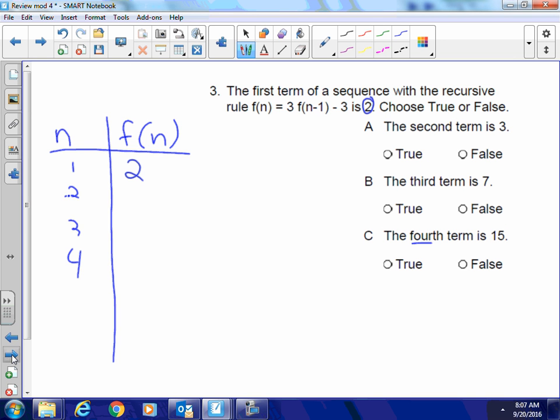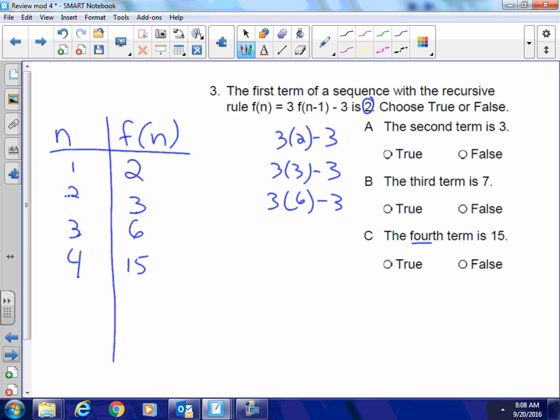So let's do this operation. We've got 3 times 2 minus 3. So 6 minus 3 is 3. Now to get the third term, I will use the previous term of 3. 3 times 3 minus 3, that's 9 minus 3, which is 6. And now to get the fourth term, I'll use the previous term of 6. 3 times 6 minus 3, that's 18 minus 3, which is 15.